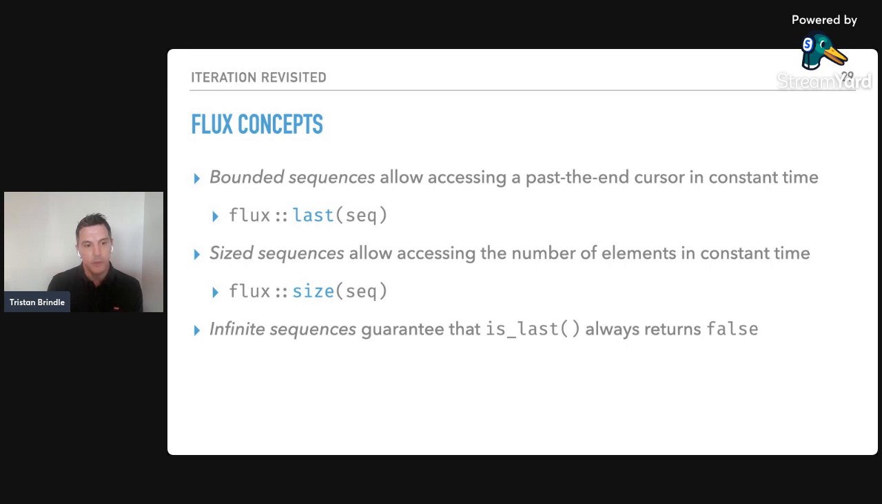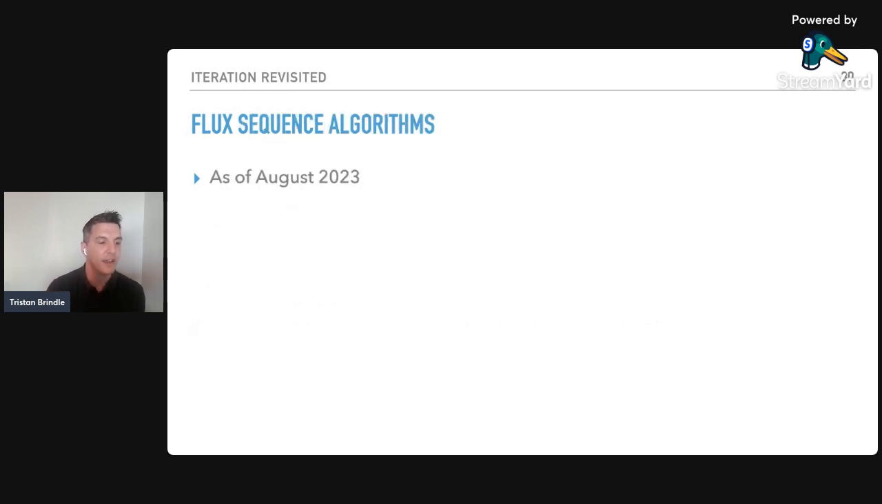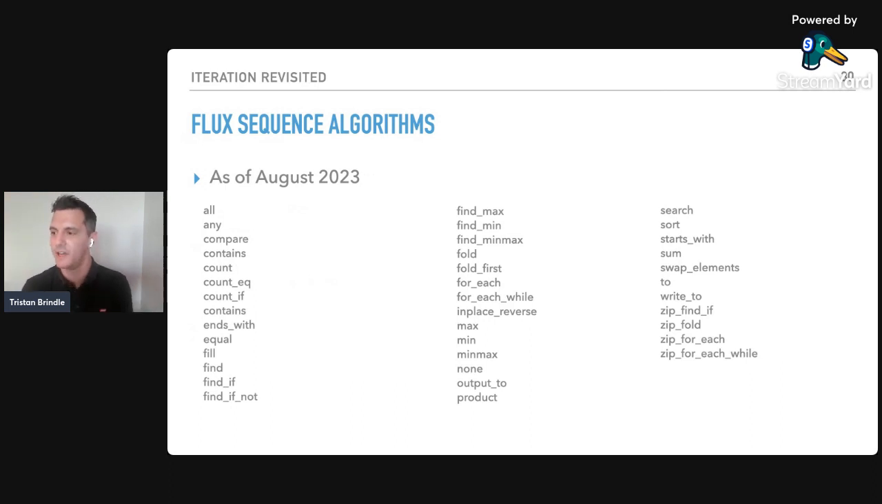And so using these algorithms and these concepts and functions, we can write a whole lot of sequence algorithms. There are an awful lot of them in the STL, and we don't have equivalents for all of them in Flux yet. Hopefully we will one day, but as of August 23, these are the algorithms we have implemented in Flux so far. So, quite a few already, quite a few useful ones.